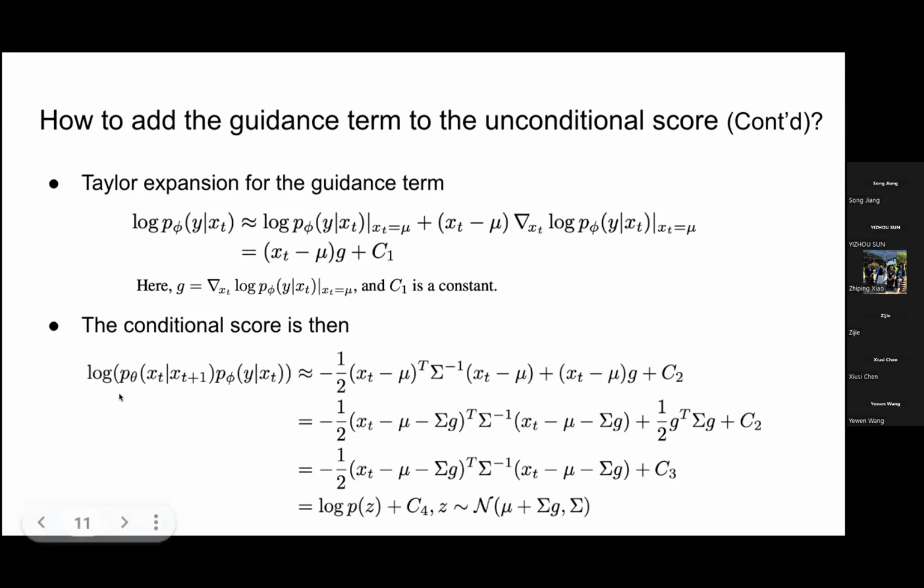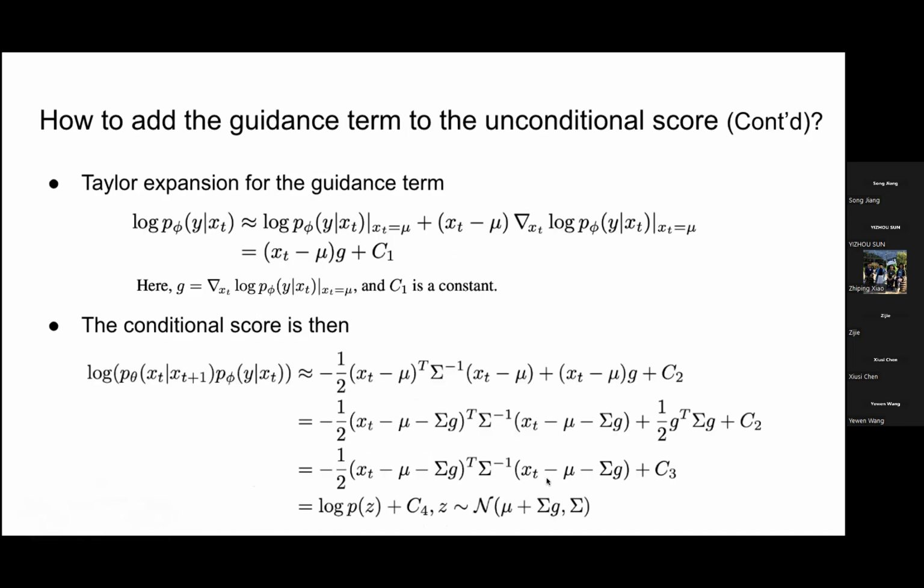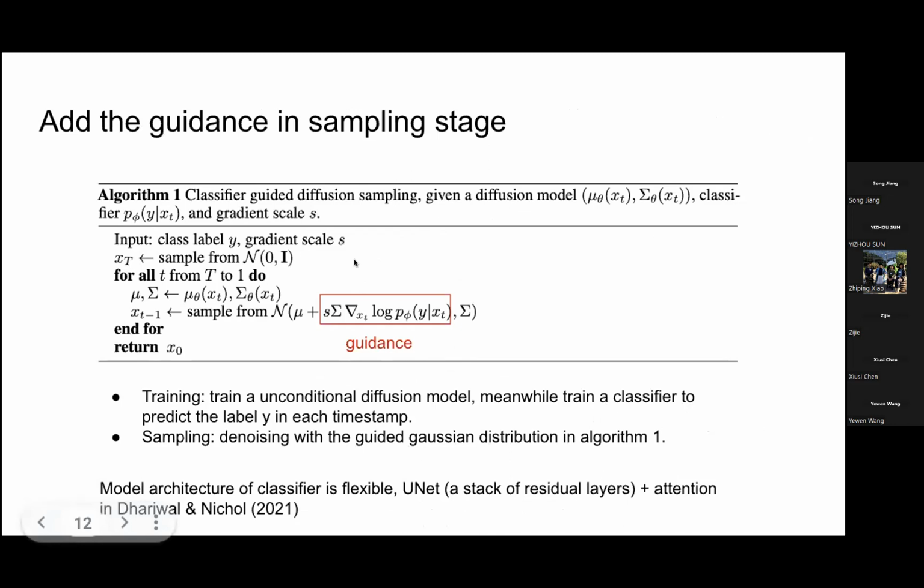But anyway, we can see the idea is that we can model the conditional score by a new Gaussian distribution, and compared to the unconditional generation, we only shift the average of the Gaussian distribution, modeled by this classifier. And actually, this is what Shichang covered before in the paper, this is the sampling stage.